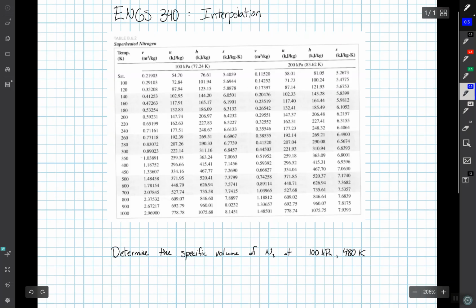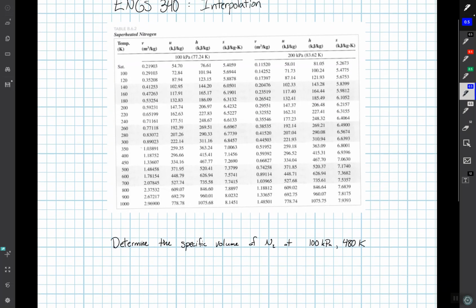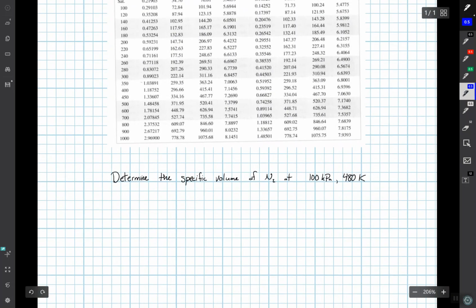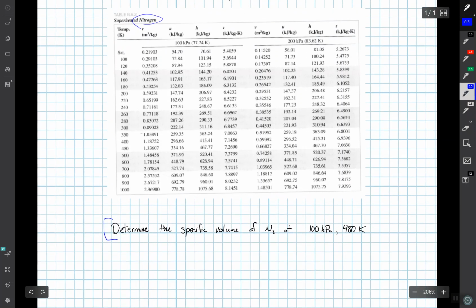which maybe you remember using before. So, all right, here's a little snippet of a property table. This is actually one for nitrogen, superheated nitrogen. That means nitrogen gas. And say we're asked some question like this. Determine the specific volume of nitrogen at 100 kilopascal and 400 Kelvin.